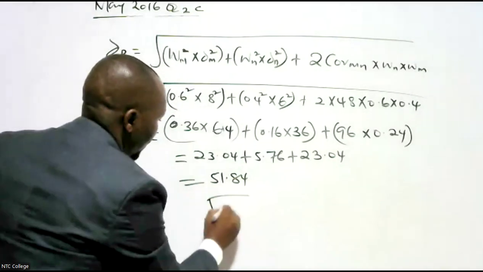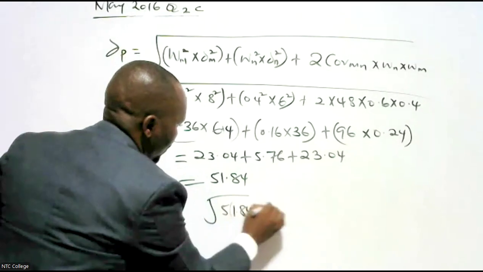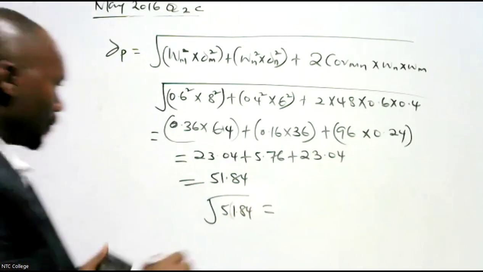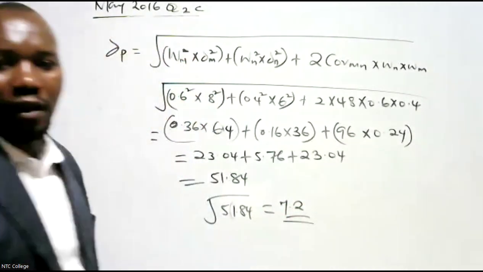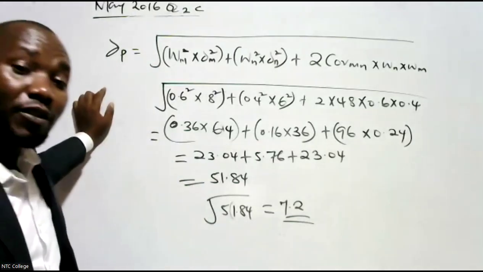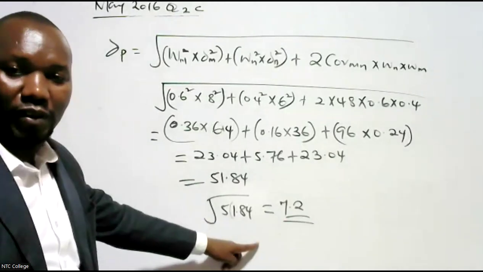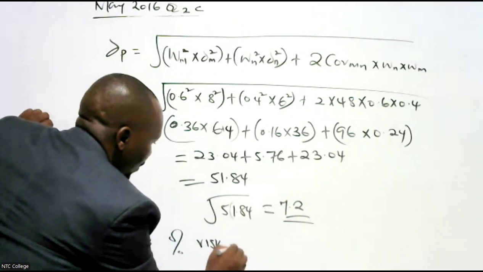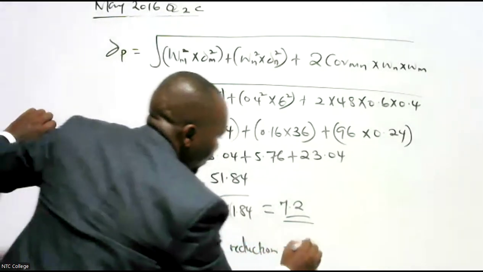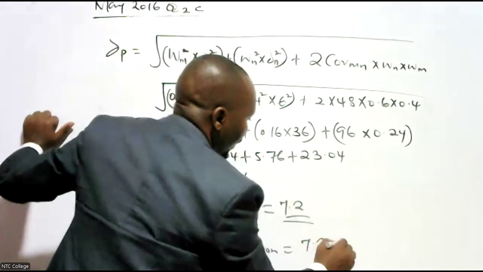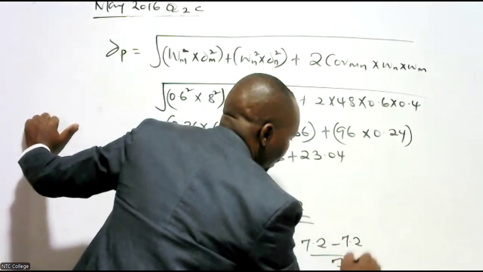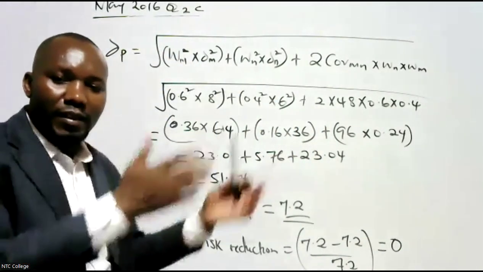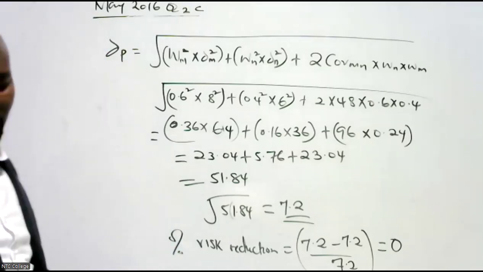The square root of this gives us the risk. Are we together? Remember the weighted was 7.2, and the actual is also now 7.2. So our percentage risk reduction is the weighted 7.2 minus the calculated 7.2. The answer is 0. So there is no risk reduction if you have items that move in the same direction. They told you to confirm using calculations, and that is what you have just confirmed.